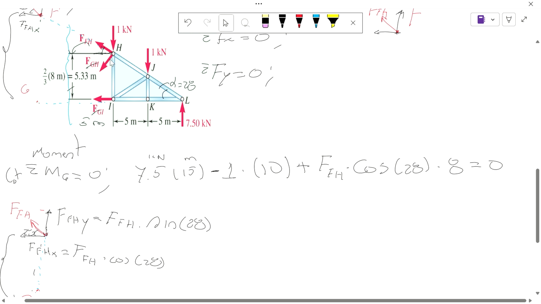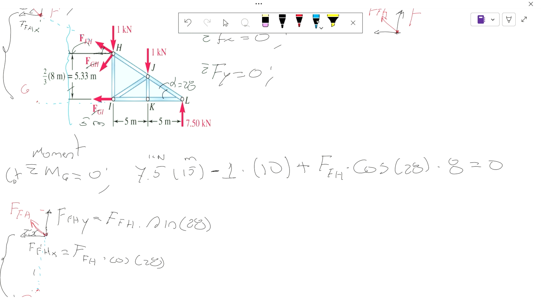If we did the point at H, let's do here parentheses, maybe with blue, summation of moment at G. If we kept the forces at H and not at F, we would have the same thing, except for the moment the force at Y will have. So that is going to be equal to 7.5 times 15 minus 10 times 1 plus FH cosine of 28 times 8, and then the force at Y, which is plus, because it's going to be pulling and counterclockwise, FH times sine of 28 times 5 equals 0.